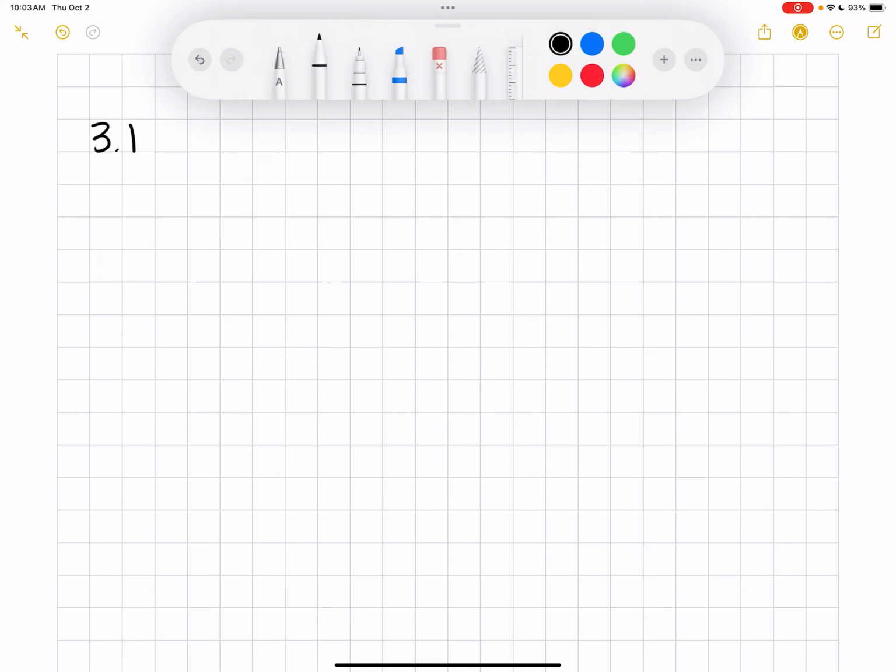3.1, solve linear systems by graphing. So if you did not get to watch the notes yet, since yesterday was Wednesday, I would highly recommend you go do that, because there's certain things in there that we will be using.